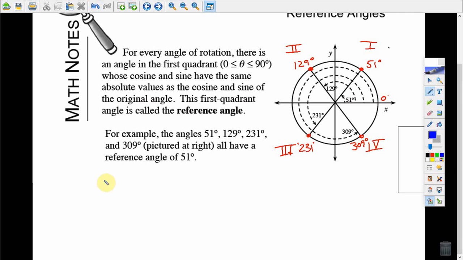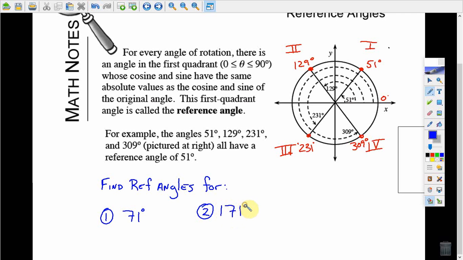that correspond to each of these angles. Let's say 71 degrees, 171 degrees, 271 degrees, 371 degrees. Find the reference angle for each of those, and we'll talk about it next class.